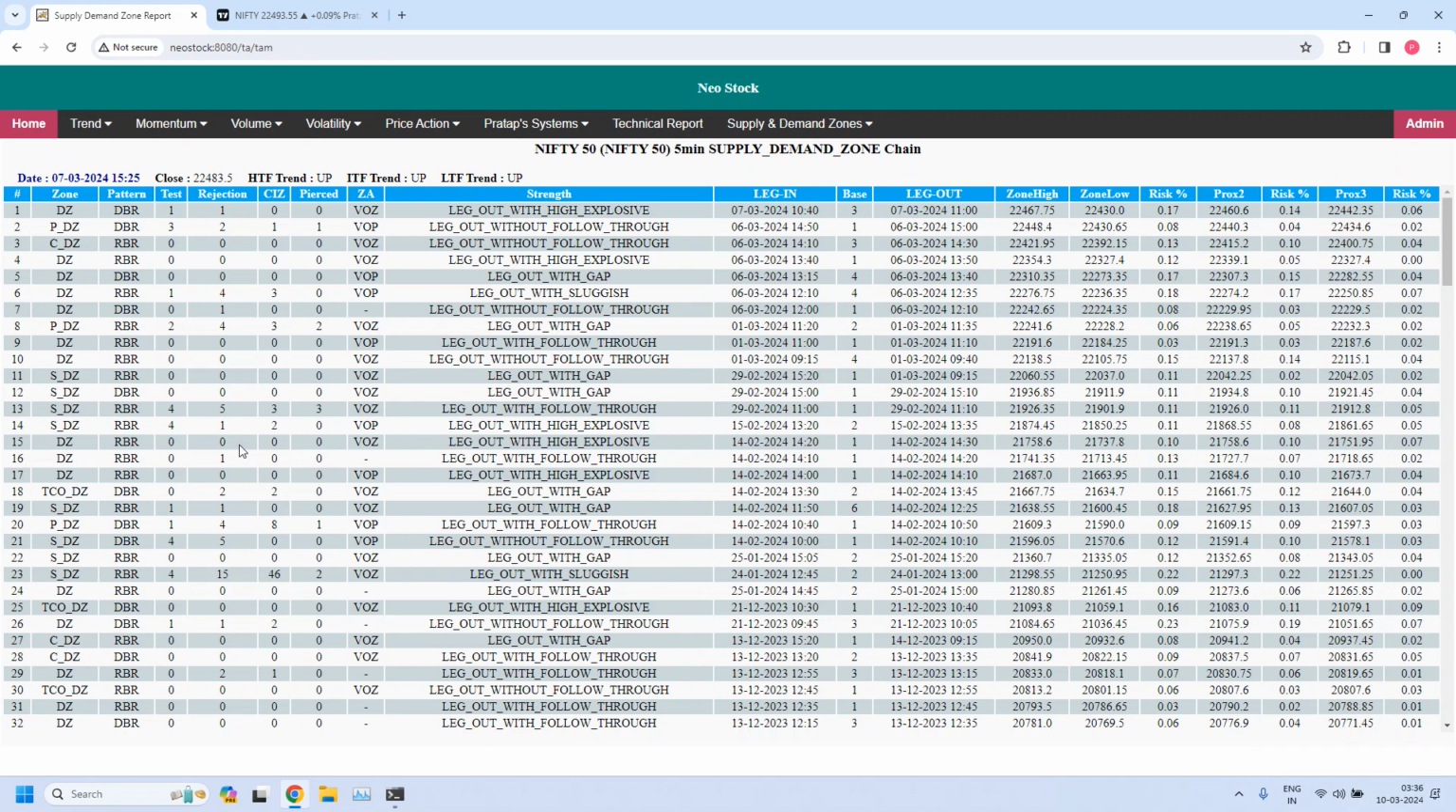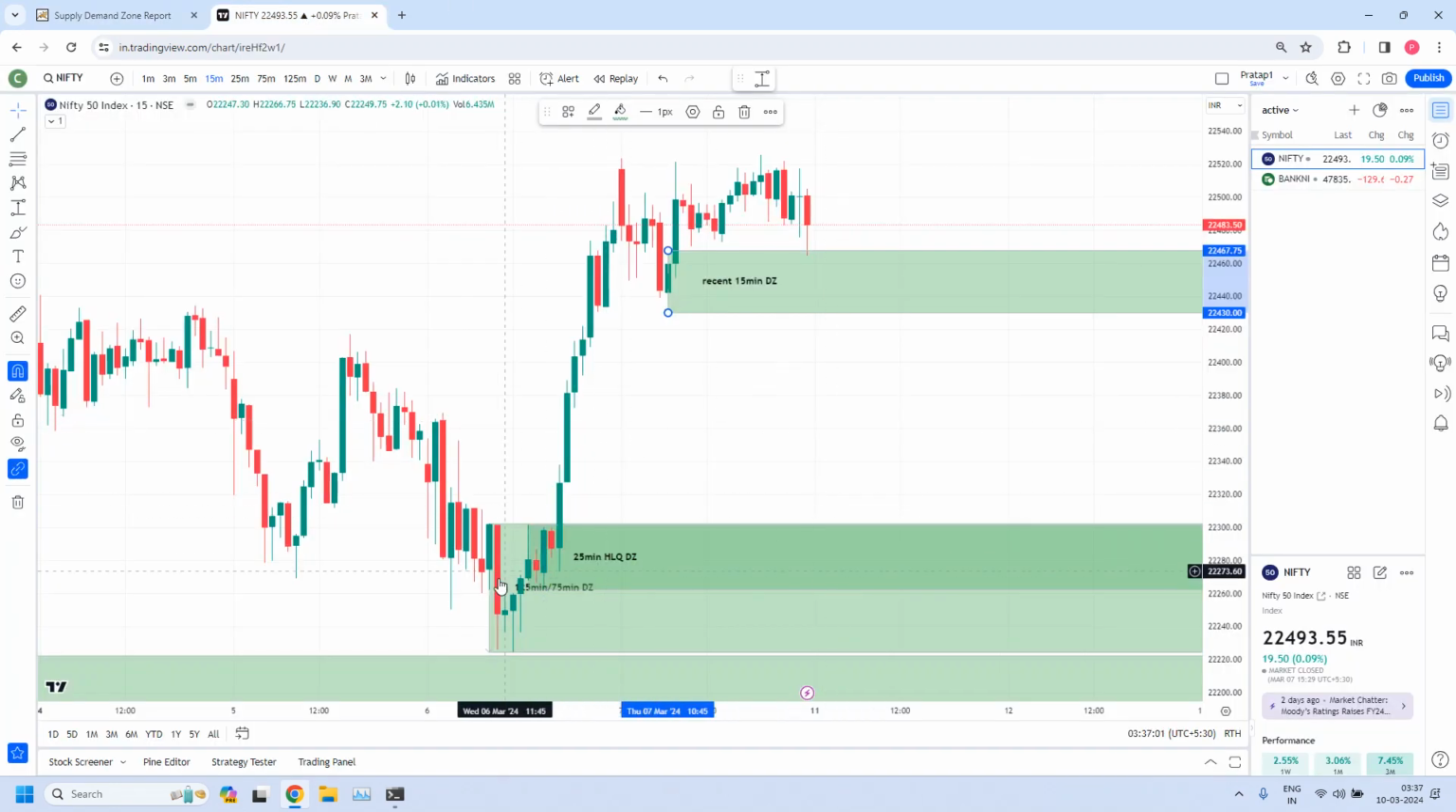So what is the most recent high liquidity zone here? The third one. The third one is the most recent high liquidity demand zone. But remember, C_DZ is not powerful in lower time frames compared to S_DZ. The 11th one is stronger one. This is on 29th February.